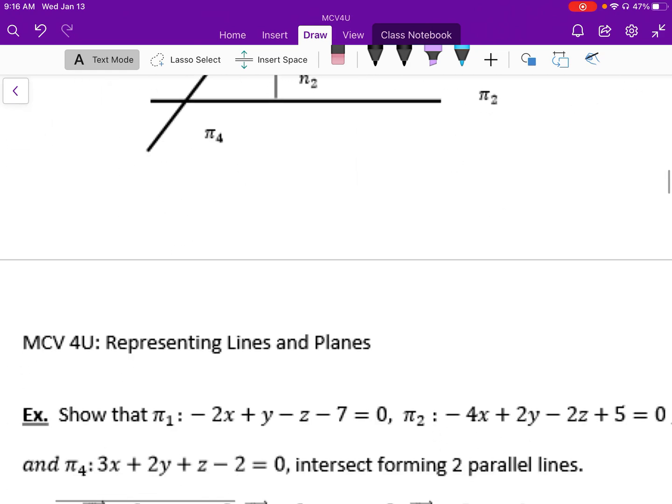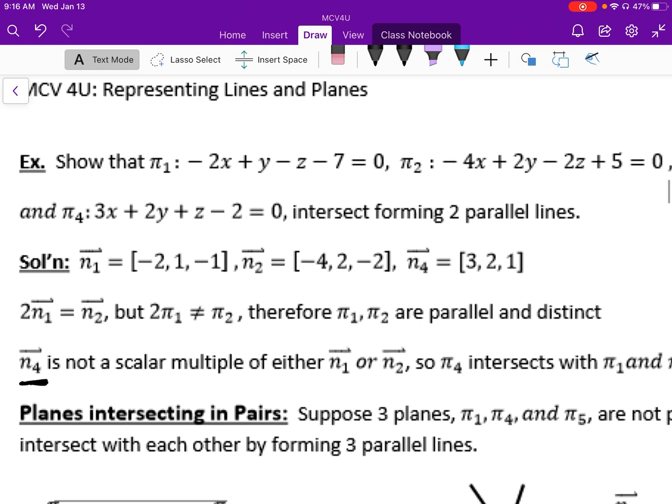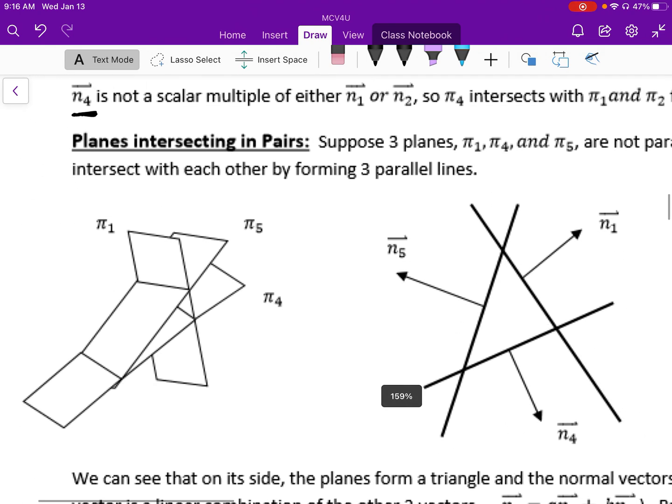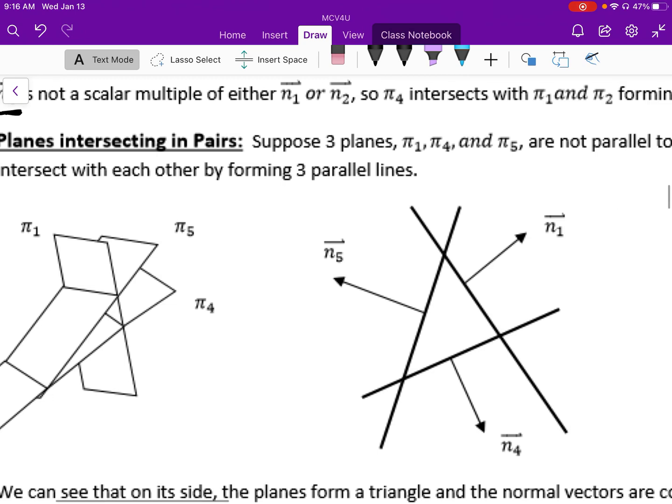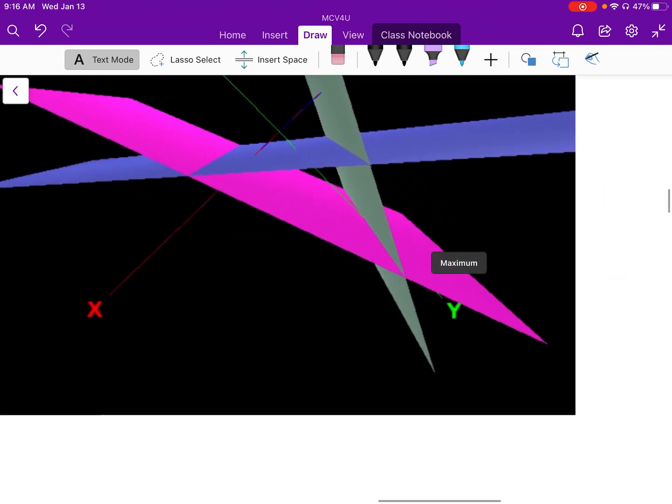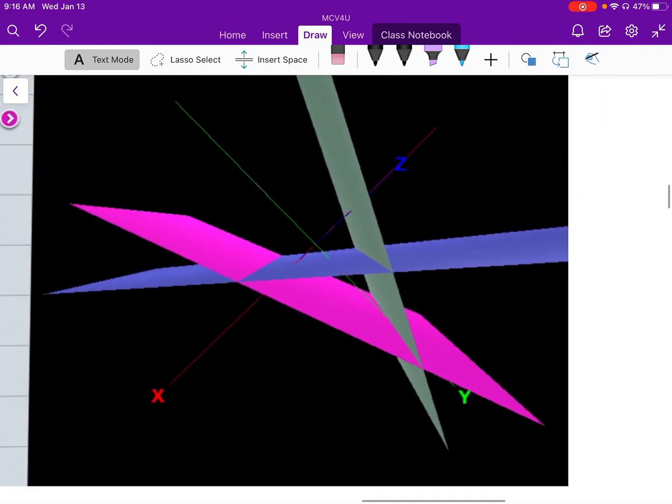And the next one is an example, let's say in the third example here, you can see we've got three planes that form what we call three parallel lines. If you take a look, it has this triangular shape. I think I still have a pi 1 or whatever, but we've got the three different planes: pi 1, I'll just call them pi 2, pi 3. Between pi 1 and pi 3, you can see this line of intersection.